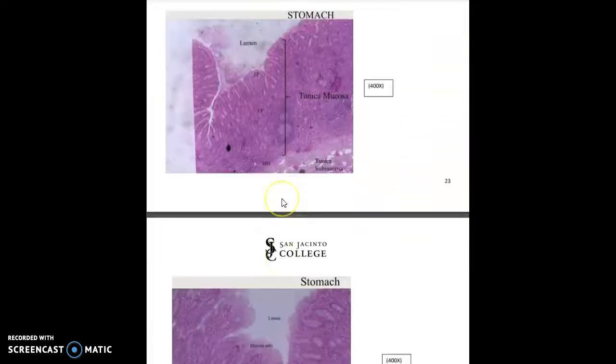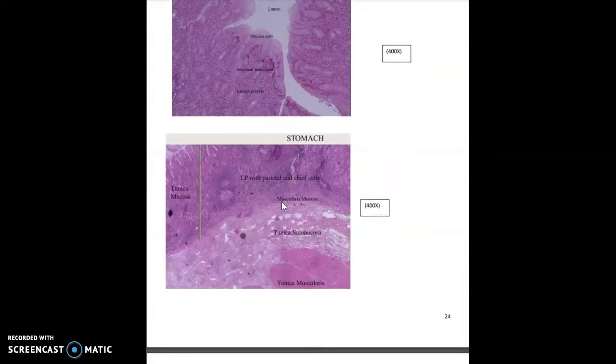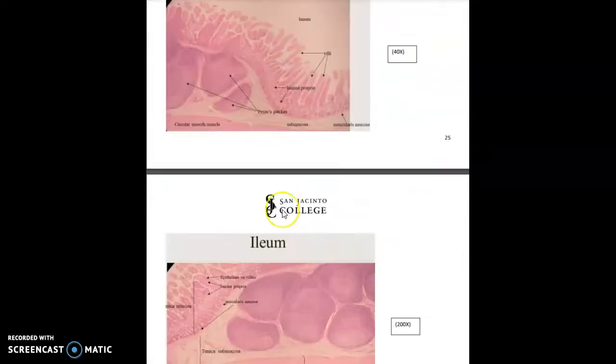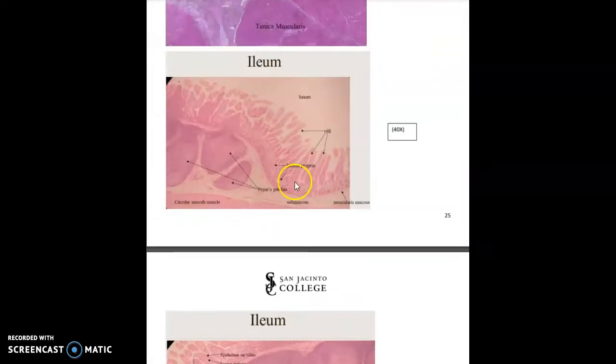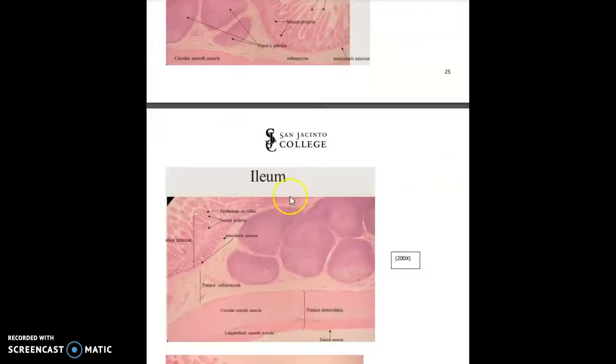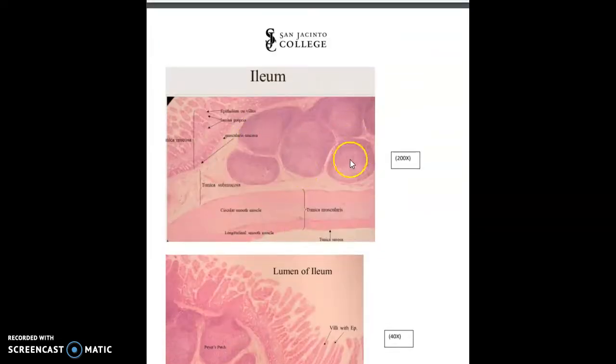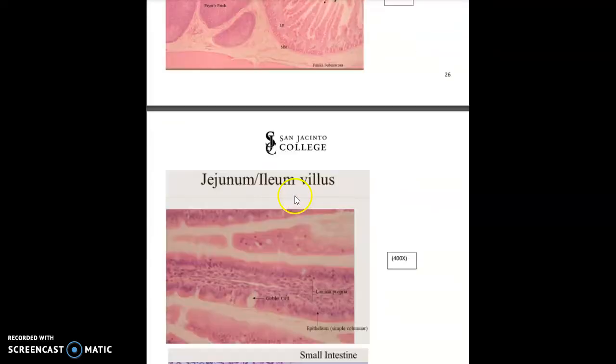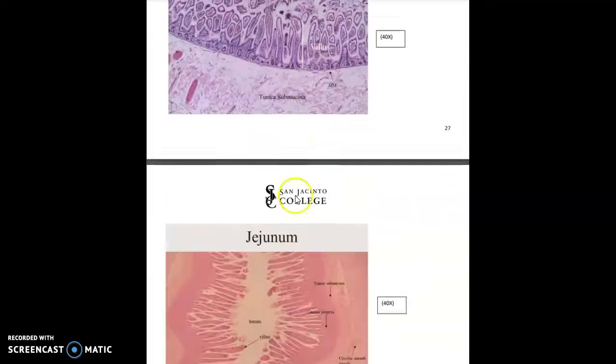Another important thing here, guys, we're going to look for these particular structures. These for sure are going to be in your exam, the Peyer's patches. And remember this structure, it's located in the submucosa, and you're going to be identifying the Peyer's patches for sure. Here again, the Peyer's patches. We're going to be using a lot of these slides, guys, in the exam.